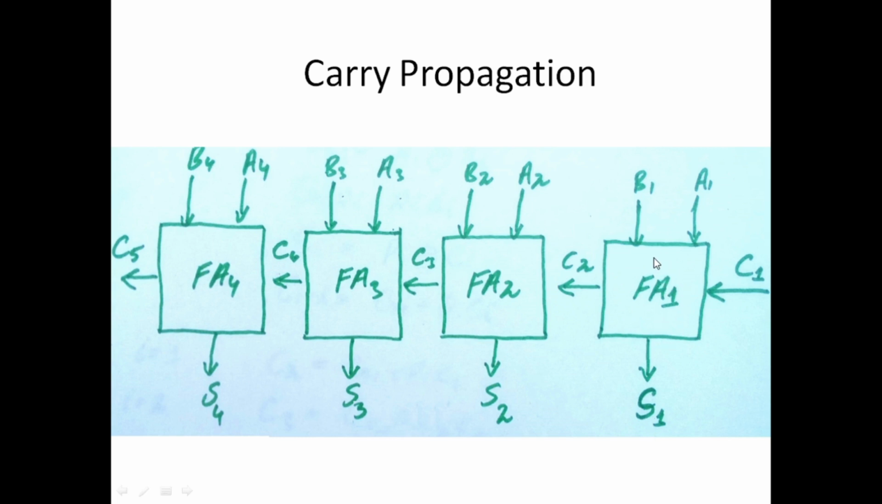The output of this full adder is the output carry C2, which is given as an input to the next full adder, and the job of the next full adder is to add the 2 bits at the next position, the second bit of first number A and the second bit of the second number B, and it produces the second bit of the sum. It internally generates the output carry, which is given as input to the full adder 3, and the job of this full adder 3 is to add the 2 bits at the third position, and so on and so forth.